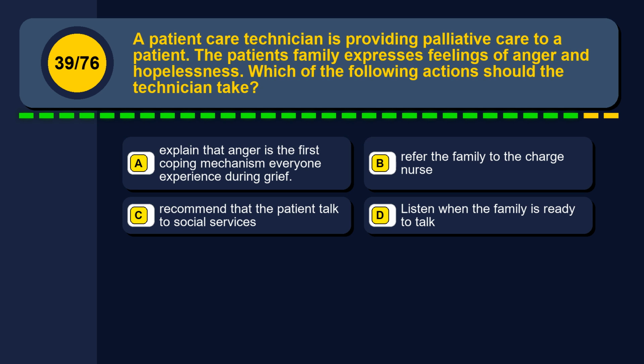Question 39. A patient care technician is providing palliative care to a patient. The patient's family expresses feelings of anger and hopelessness. Which of the following actions should the technician take? Option A, explain that anger is the first coping mechanism everyone experiences during grief. Option B, refer the family to the charge nurse. Option C, recommend that the patient talk to social services. Option D, listen when the family is ready to talk.